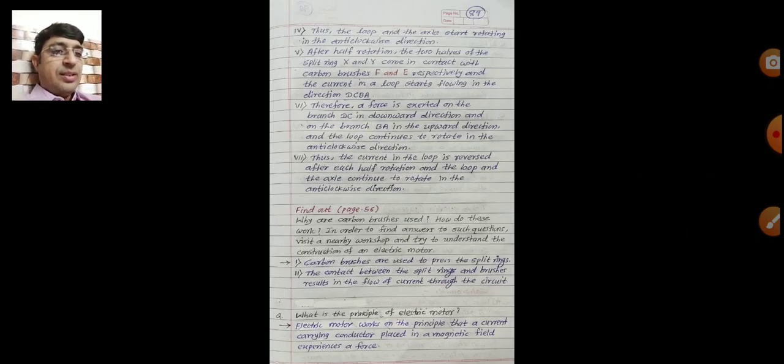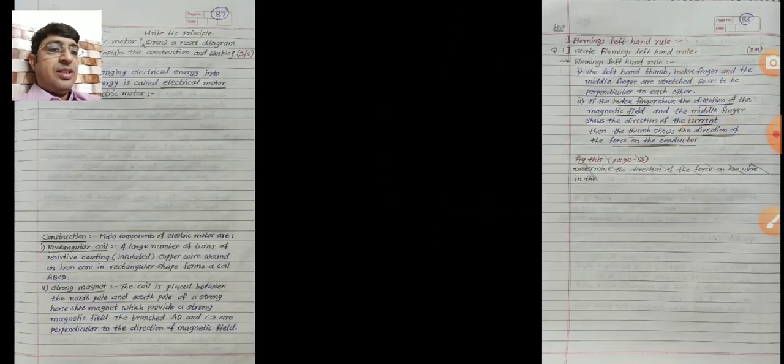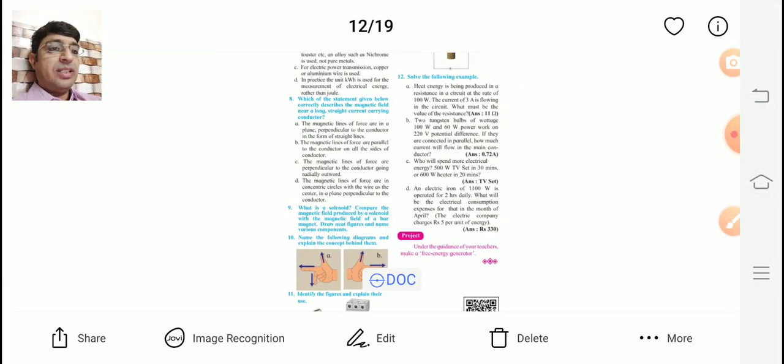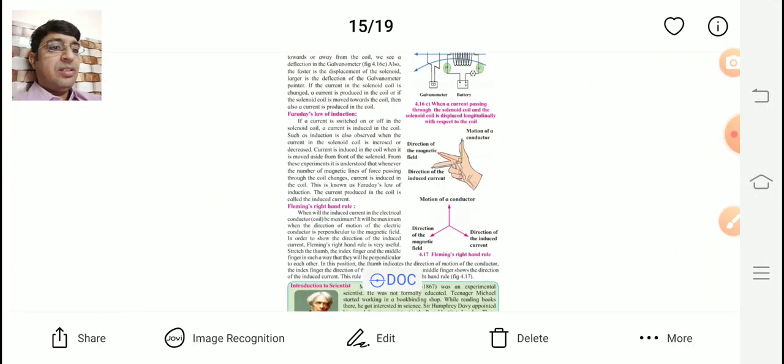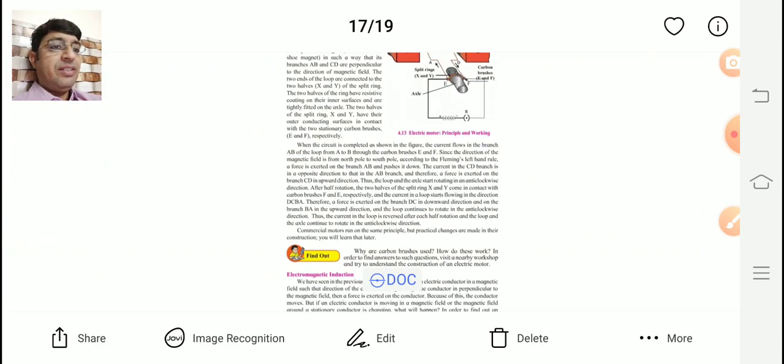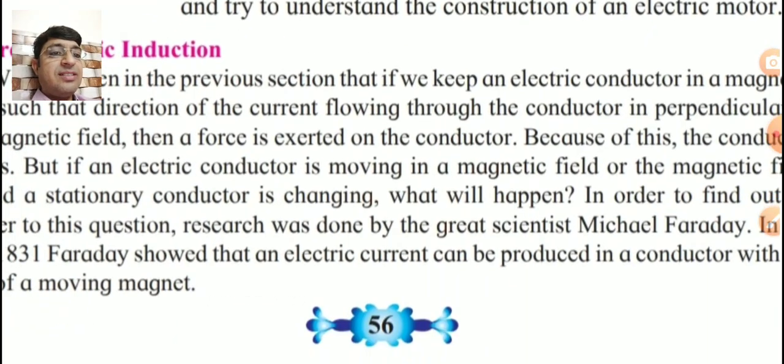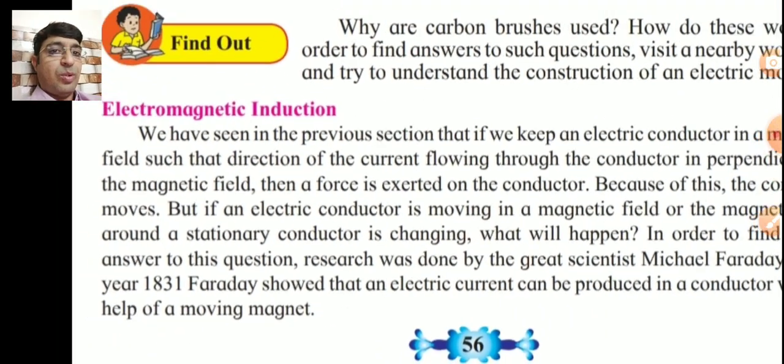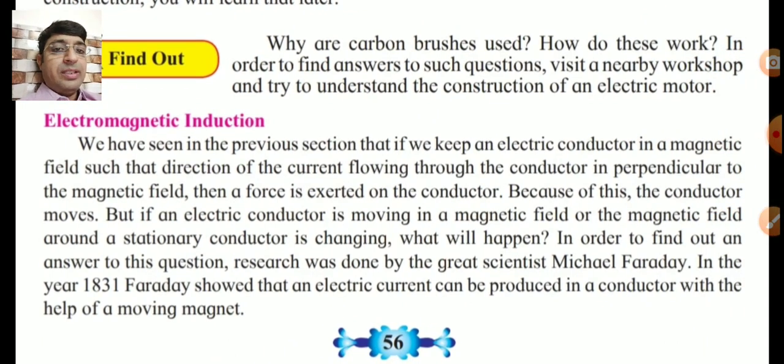So this is an explanation about the electric motor that is given on page number... which page number? 54, 55 or 56? Check. 56. Now, next point: electromagnetic induction.